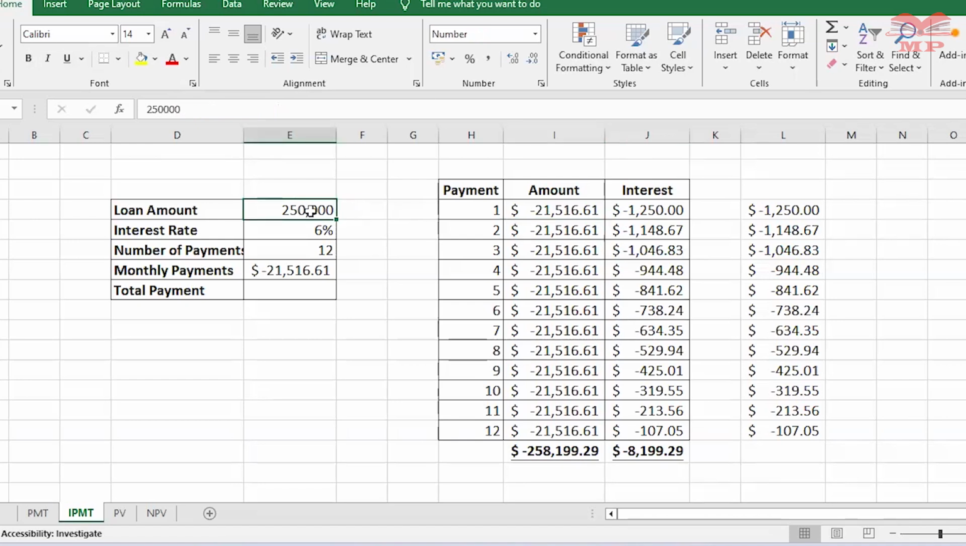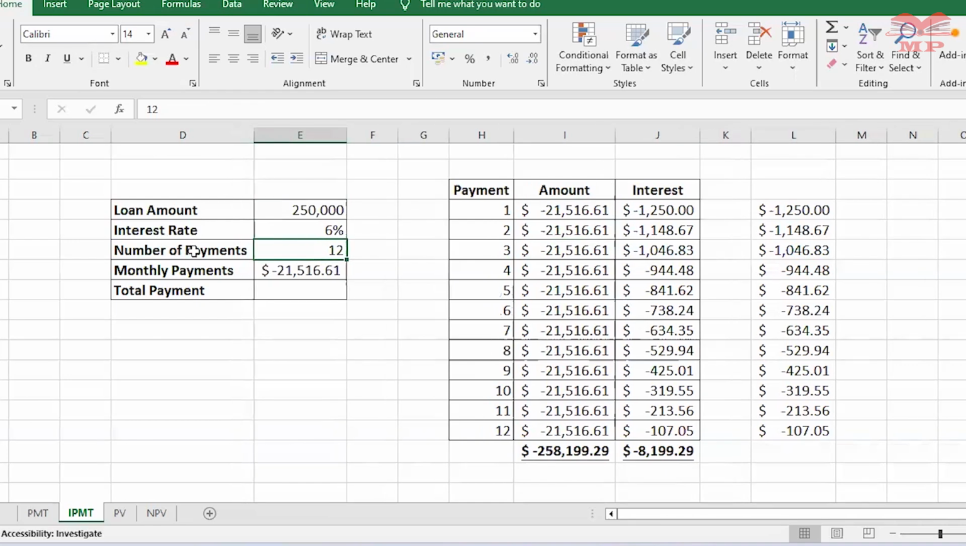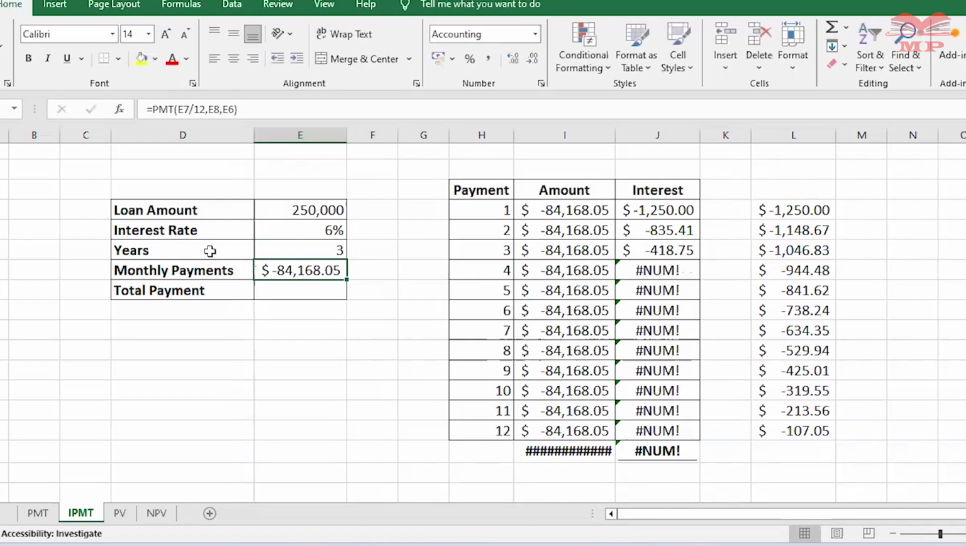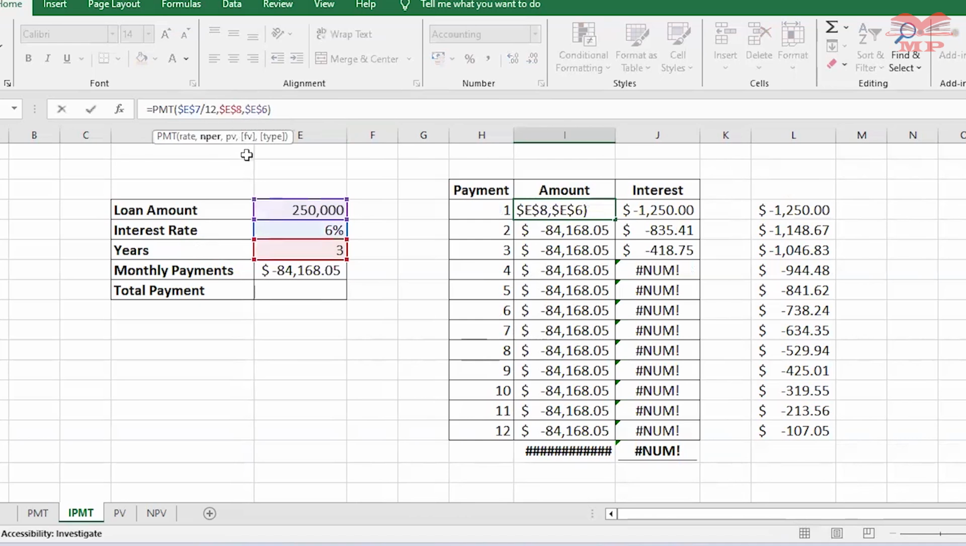You take a loan of this amount, you want to pay over a 12-month period, then you need to pay 21,516 every month. If I change this, let's say instead of having the number of payments, I have the number of years, so let's say years instead. I want to pay this over 3 years.